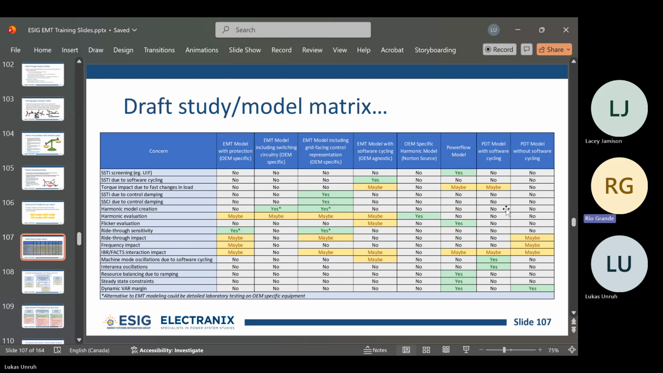Fault ride through sensitivity. So this one is a really good point. If we want to study the ride through capability, the ride through impact on the system, this first one, ride through sensitivity, is how sensitive the load is going to be to events on the system. There's an EMT model with protection, that's OEM specific, and then an EMT model with grid facing control representation.